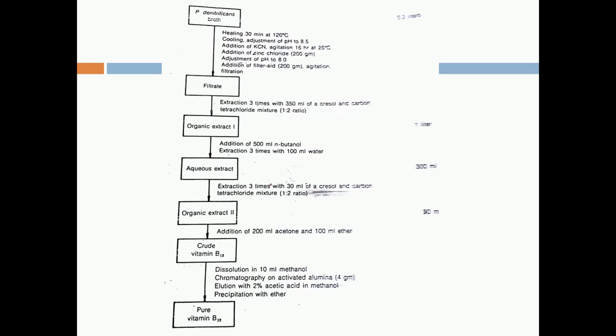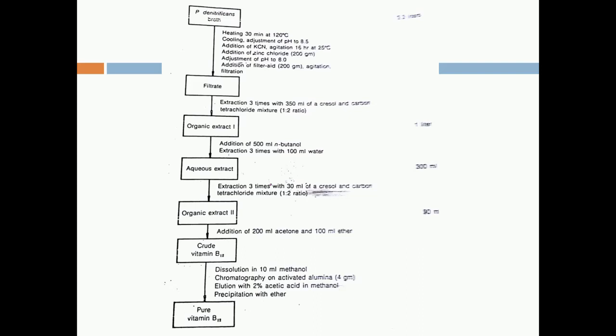So the broth containing this particular organism is heated at 120 degrees Celsius for 30 minutes. Once you heat it for 30 minutes at 120 degrees, it is cooled. The broth containing the organism and the sample within it is cooled, and the pH is adjusted to 8.5, after which potassium cyanide is added because it forms cyanocobalamin. To form cyanocobalamin, potassium cyanide is added, and it is agitated for 16 hours at 25 degrees centigrade.